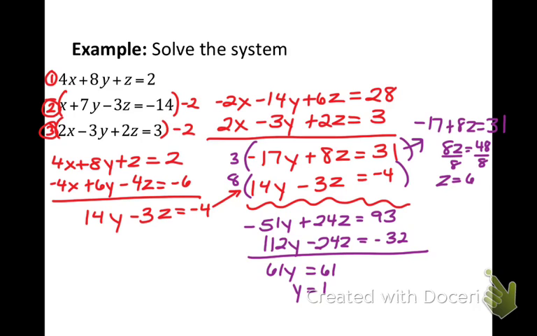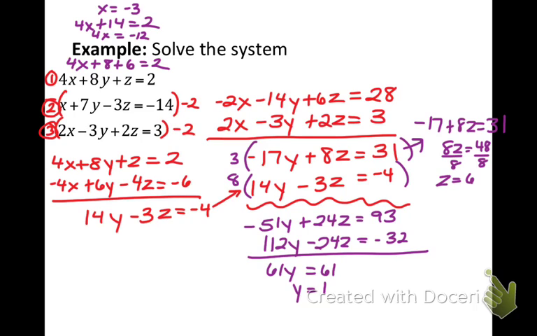Now we just plug both of them in. I'll go back to the originals. 4 times 6 is 24, plus... well, we don't have an x. I have a z and I have a y. So going back to line 1: 4x plus 8 times 1, which is 8, plus 6 equals 2. I'm just plugging in my y and my z. 8 plus 6 is 14, equals 2. Subtract 14 and we get 4x equals negative 12. So x is equal to negative 3.